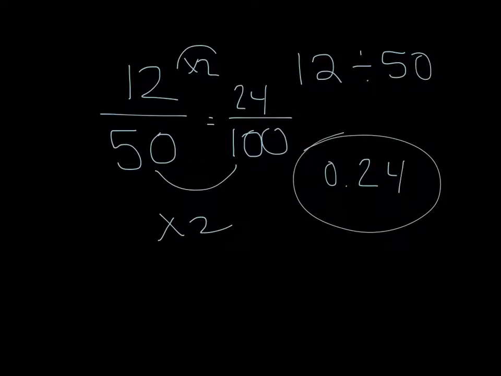It would be a little bit tougher to do 12 divided by 50, so if you can make the denominator 10, 100, or 1,000, go for it because it'll be a lot easier.